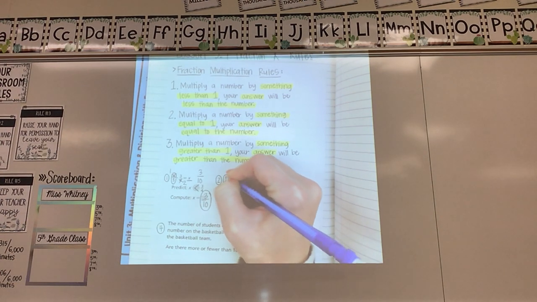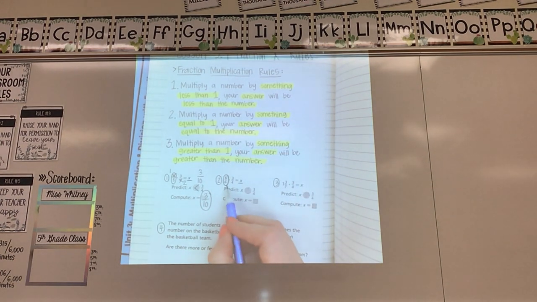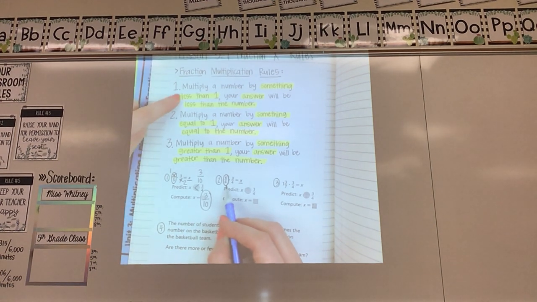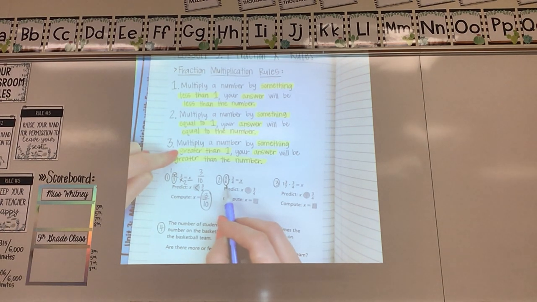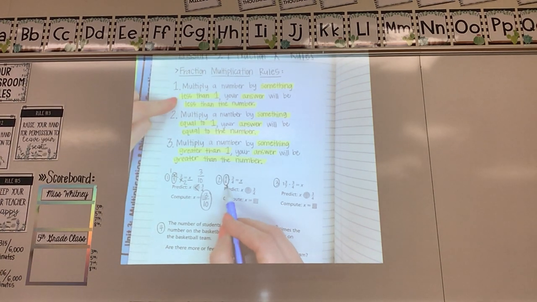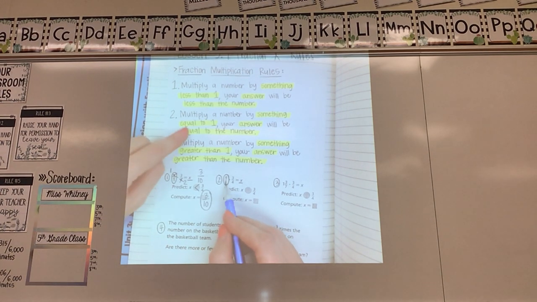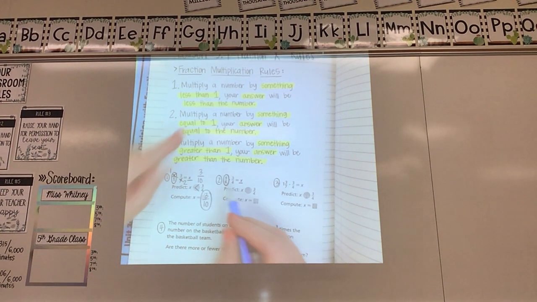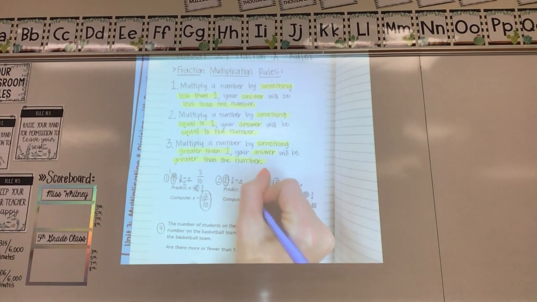6/6. Once I find that other number, now I have to check. Is 6/6 less than 1, equal to 1, or greater than 1? Or think about pizza. If I ate 6 out of the 6 pieces, did I eat less than 1 pizza, the whole pizza, or more than 1 whole pizza? Well, 6/6 is the same as 1, so it is equal to, so I'm going to put equal to in my circle.